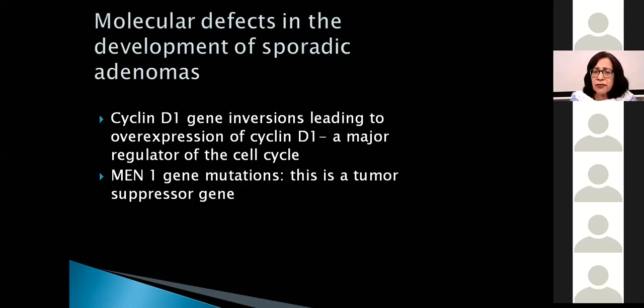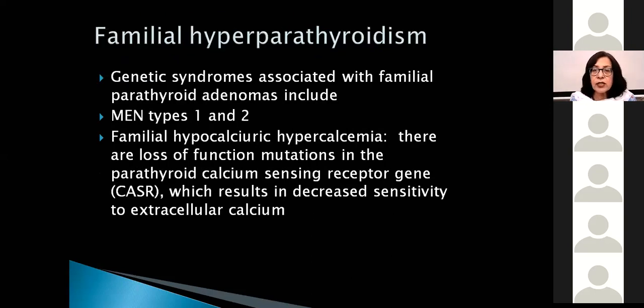Now the molecular defects which occur in sporadic adenomas are cyclin D1 gene inversions, leading to overexpression of cyclin D1, a major regulator of the cell cycle, and MEN1 gene mutations, which is a tumor suppressor gene. In familial hyperparathyroidism, there are genetic syndromes associated with familial parathyroid adenomas, and they include MEN types 1 and 2. MEN we will discuss in the next lecture tomorrow.